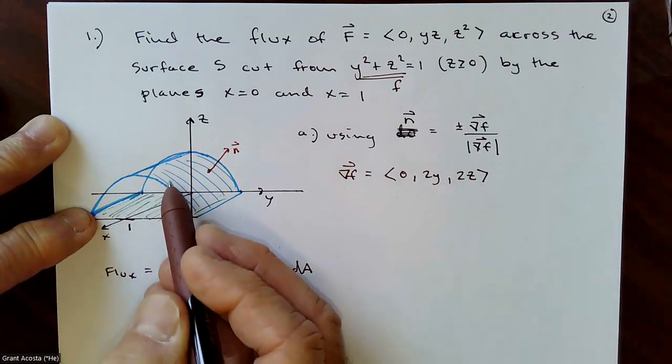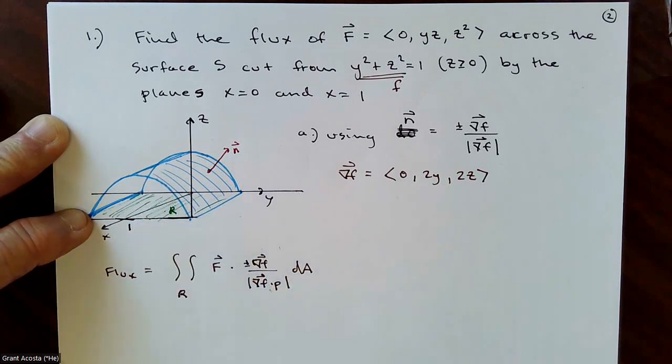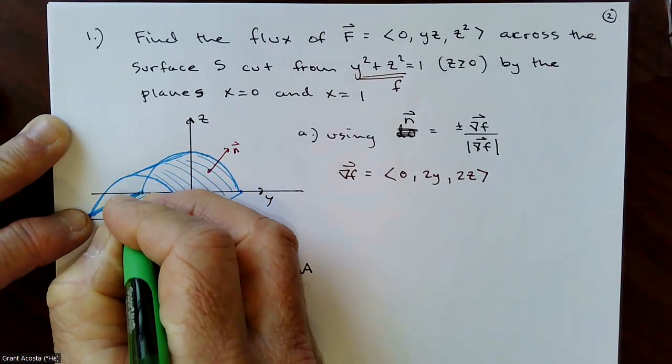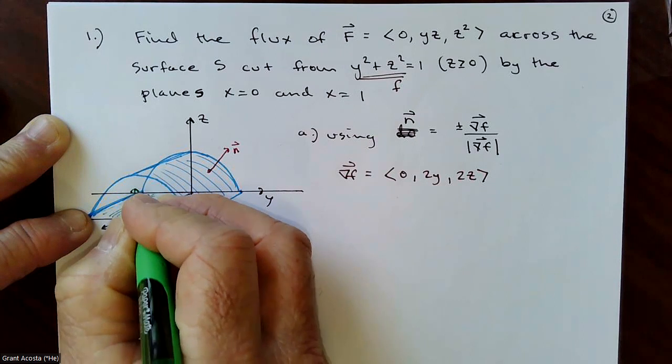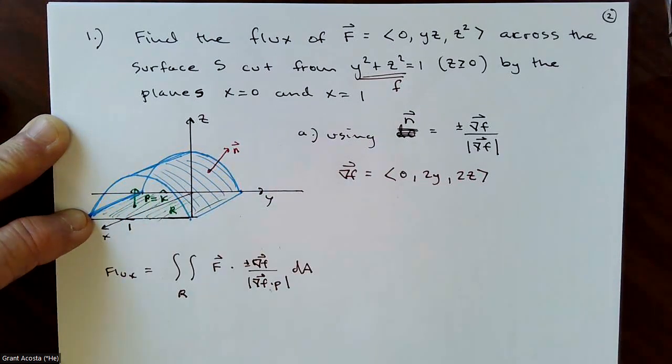Now my p vector, remember, that's the projection. It makes sense to project this surface on the xy plane. My p vector is a unit vector normal to that region. So in this case, as in a lot of cases we've done before when we did surface area, my p is just going to be k.